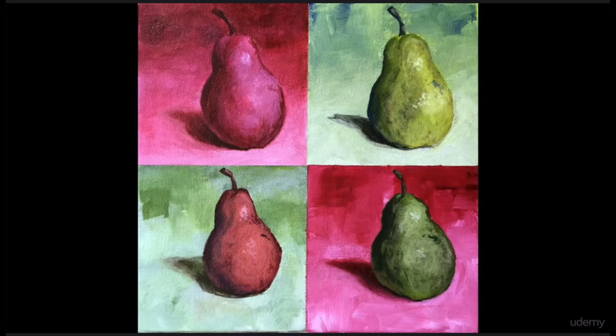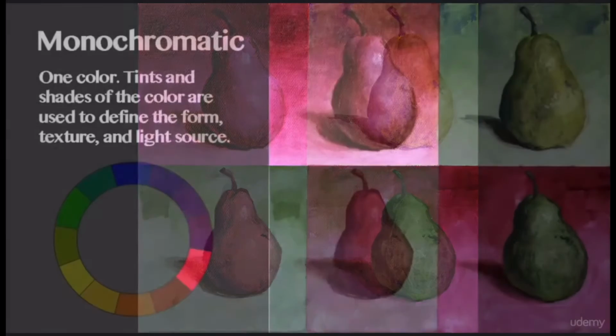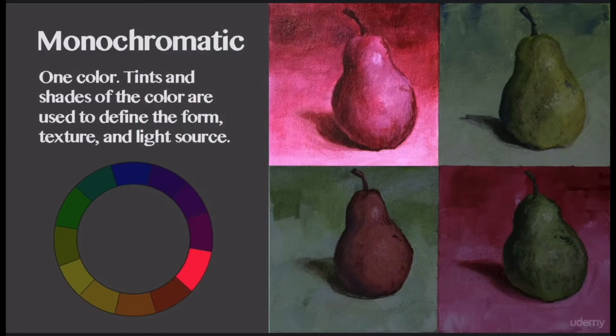Remember, value is the darkness or lightness of the color. And when the color is removed from the painting, we still understand the pear. We have a full range of value, obviously. We have the darkest darks and lightest lights and midtones in between. So this gives us the freedom to change the local colors to anything that we wish, as long as the value range remains accurate. Now let's take a look at our first color scheme example.